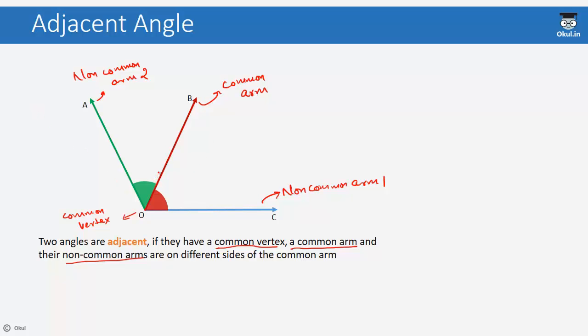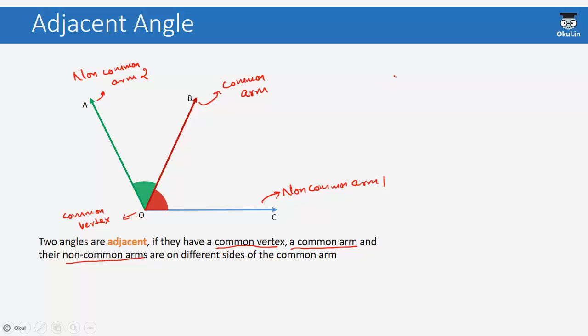The condition says that they have to be on the different sides of the common arm. So the common arm is OB and OC is on the right hand side of the common arm OB and OA is on the left hand side of the common arm OB. So since all three conditions are satisfied, we can say that yes, these angles are adjacent angles.